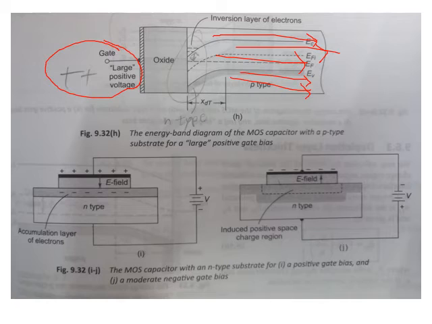But what will happen due to this? If I apply large positive voltage, the holes are being repelled away, correct? But what will be attracted towards this junction? Yes, the minority carriers, which are electrons in p-type material, they will be attracted. And where should the electrons be represented? Near the conduction band or near the valence band? Where should it be represented?